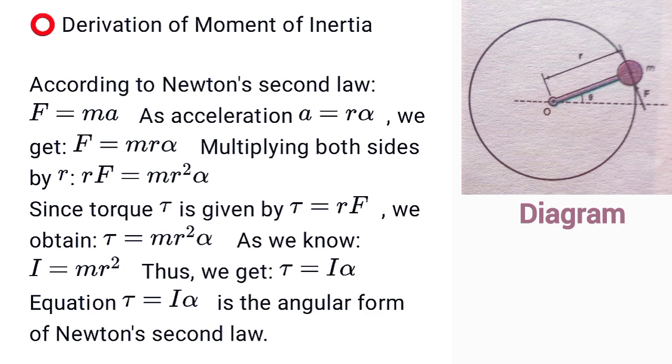As rF equals torque, equation 1 becomes torque equals mr² alpha. It is equation 2. As we know that moment of inertia, I, equals mr², equation 2 becomes torque equals I alpha. It is equation 3. Equation 3 is the angular form of Newton's second law.